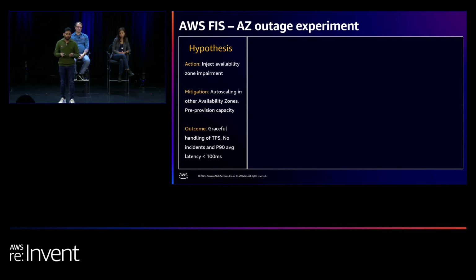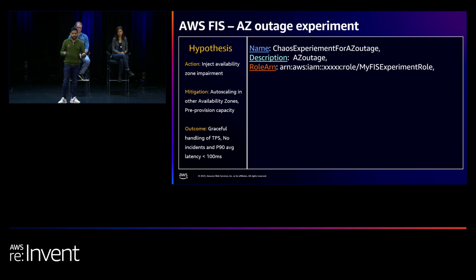In this experiment, what we are trying to see is we are trying to implement an availability zone outage. In order to have a real-time failure, what happens when an availability zone goes down, and how are you going to deal with it? Again, the hypothesis over here is we are injecting an availability zone impairment, and the mitigation expected is the auto scaling should get kicked in in other availability zones, and the outcome is the traffic should be handled gracefully, because now that we are cutting down an availability zone, we want to make sure the traffic is handled gracefully. And at the same time, our P90 latency is again less than 100 milliseconds.